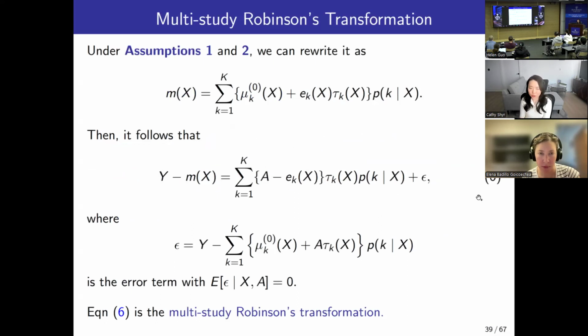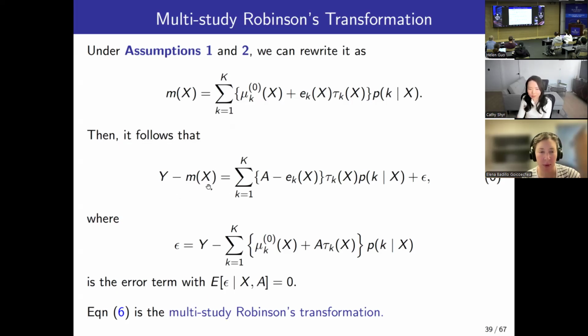Under assumptions 1 and 2, we can rewrite the conditional outcome M of x as follows. We can do a little bit of algebraic manipulation and arrive at equation number 6. And this is the multi-studies Robinson's transformation.